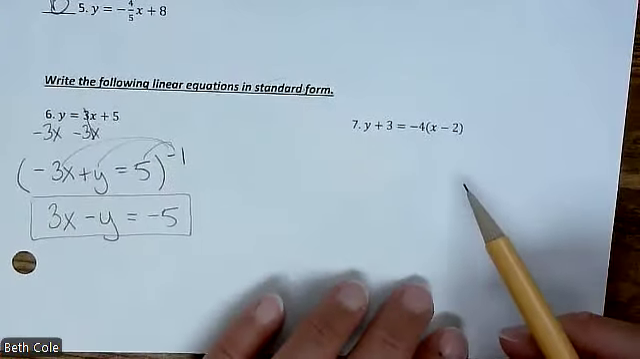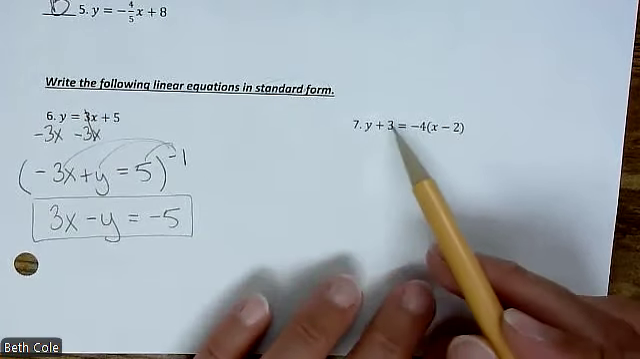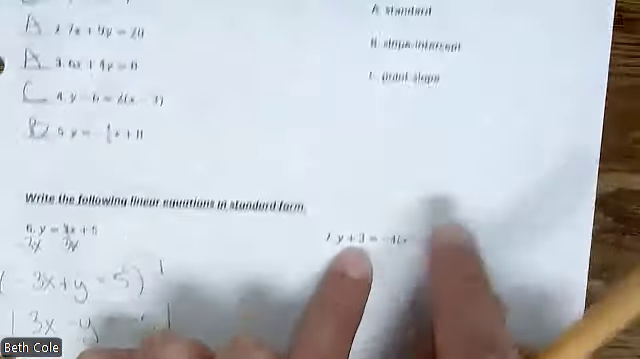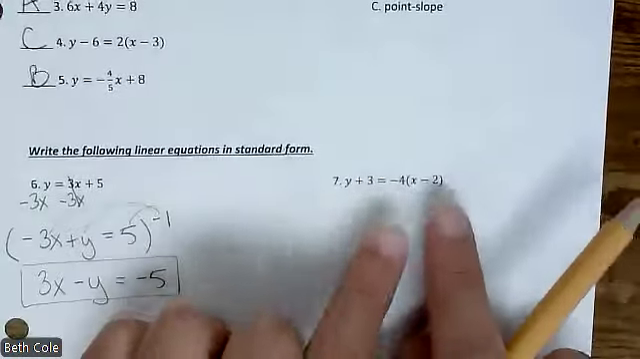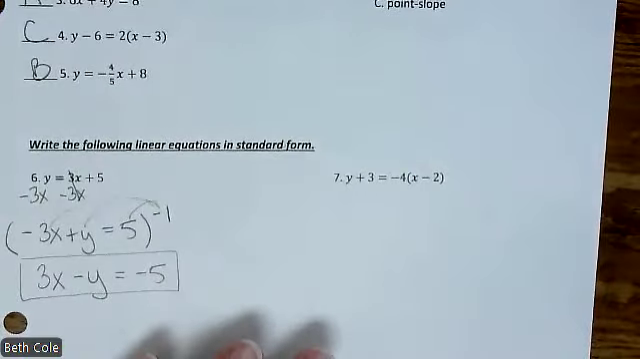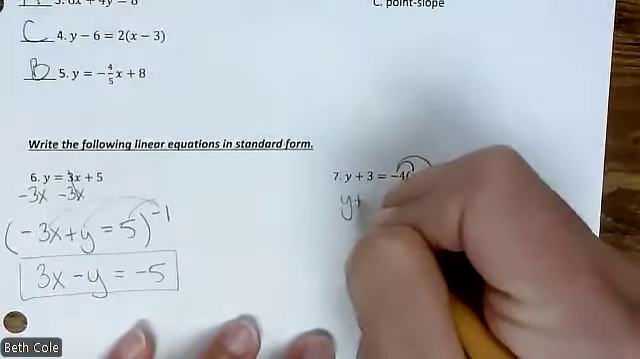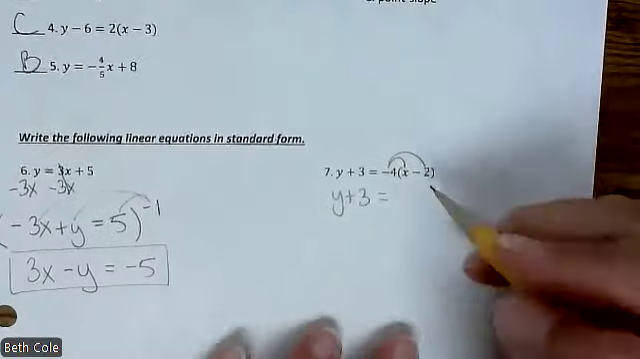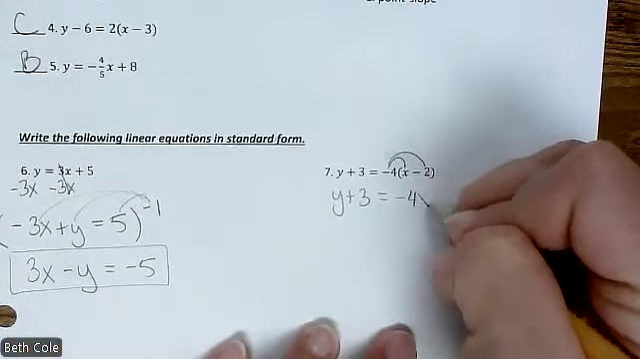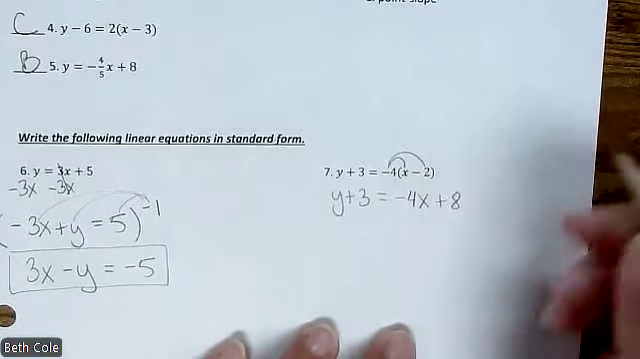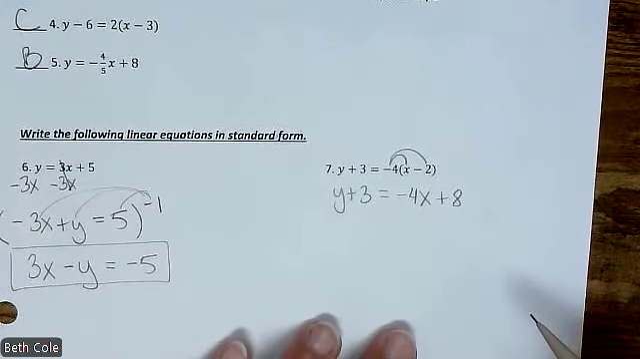So same thing with this one. Now, first of all, I need to get rid of the parentheses. This one's in point slope, by the way. If you're identifying, this is your point slope format. It's following this format. First thing you have to do is get rid of the parentheses because we don't want those in there. So we're going to need to distribute. So we're going to leave this side alone and distribute the -4. That'll give us -4x plus 8. So -4 times -2 is going to give you a +8.